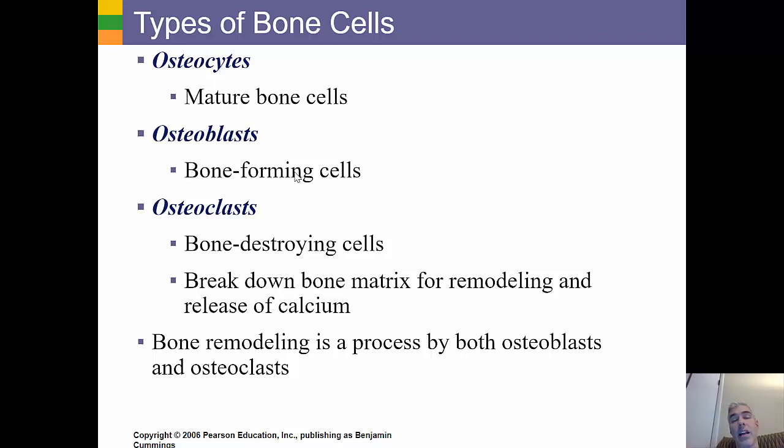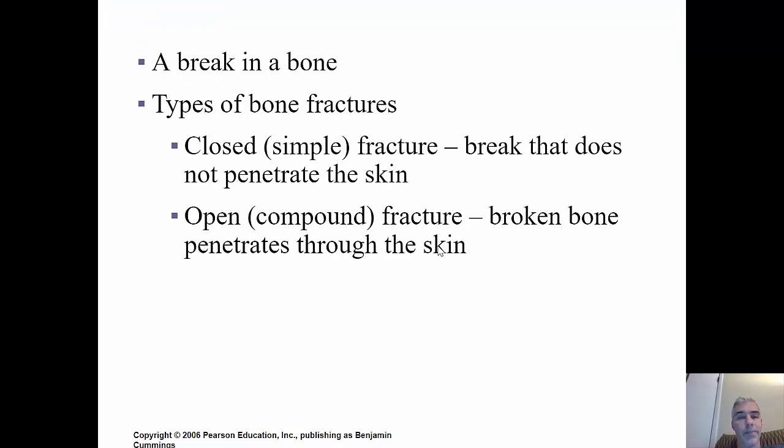Now, also, these blasts and clasts are also involved in bone remodeling, like we talked about, as the bone grows from that epiphyseal plate. So it's kind of an interplay between the two, and both of which are important.